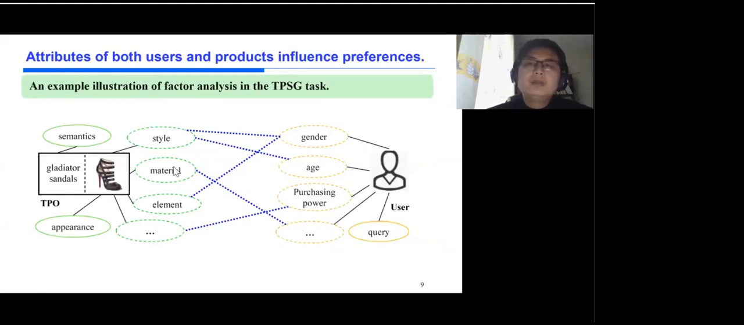And before designing the model, we first analyze the factors affecting users' preferences. As it is shown, these factors may include users' characteristics such as gender, age, and purchasing power, and the semantics of terms and visual appearance of pictures. Besides, users might care about the underlying attributes of pictures such as style, element, material, and the interaction between attributes of users and products described by the blue dotted lines in the figure should be well modeled.